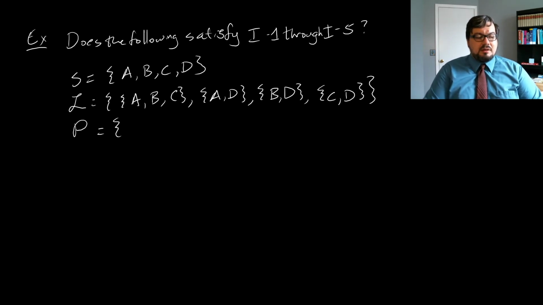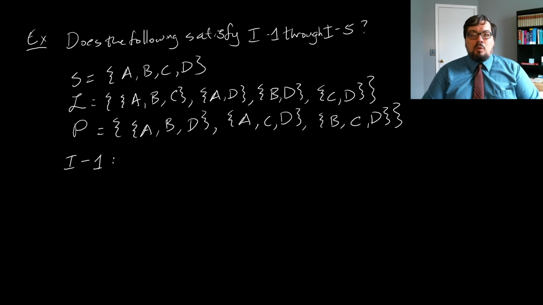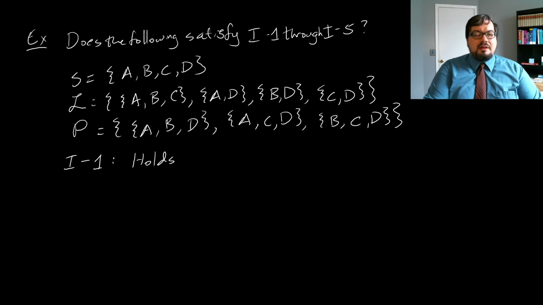And the planes, we're going to have A, B, D, A, C, D, and B, C, D. So let's check the axioms. So I1, given any 2 points, there's exactly 1 line containing them. This is actually true. Axiom I1 holds here. If I take 2 points, well, if one of them is D, then my line will be one of the 3 2-element lines. And if both of my points come from the set A, B, and C, then the line containing them is the set ABC.